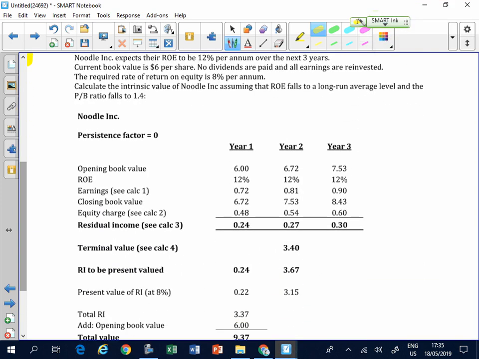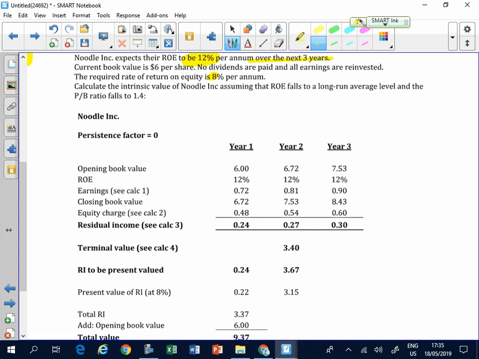Noodle Incorporated expects their ROE to be 12% per annum over the next 3 years. Current book value is $6 per share. No dividends are paid and all earnings are reinvested. That just makes the example super easy because you don't have to deduct dividends from the book value. The required rate of return on equity is 8%.